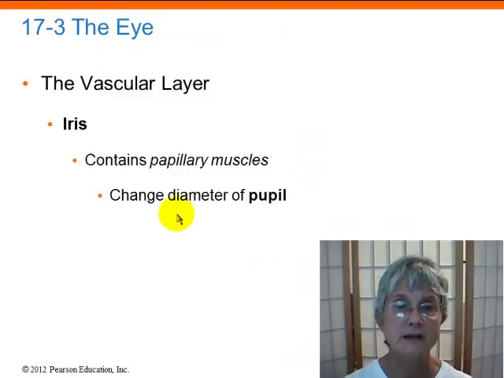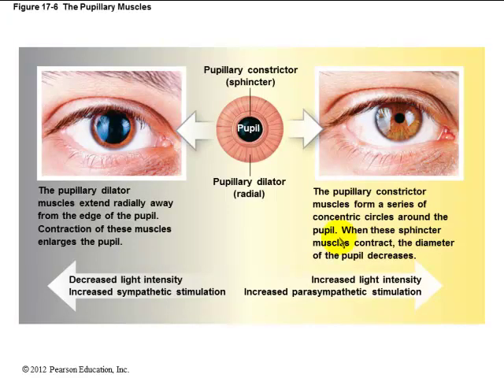The iris contains pupillary muscles to change the diameter of the pupil. Let's take a look. There are two layers of muscles in the iris. The pupillary dilator muscles are radial, that is, they radiate out like the spokes of a bicycle. When they contract, they pull back on the edge of the pupil. That enlarges the opening or dilates the pupil. This occurs when light is dim and is caused by sympathetic stimulation.